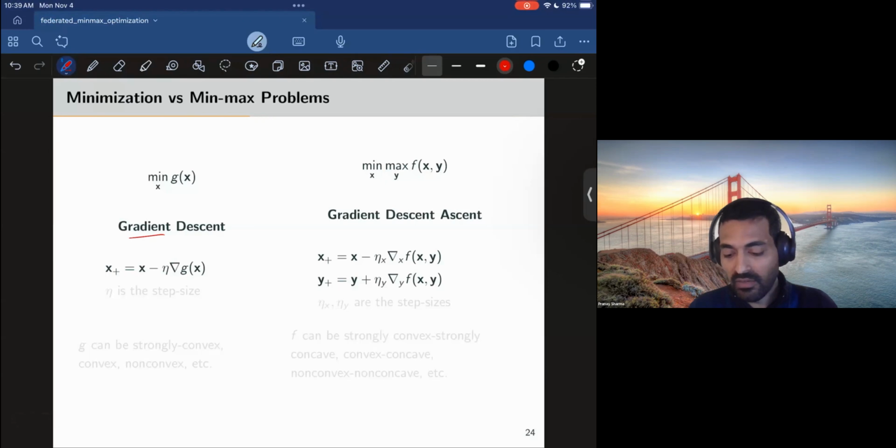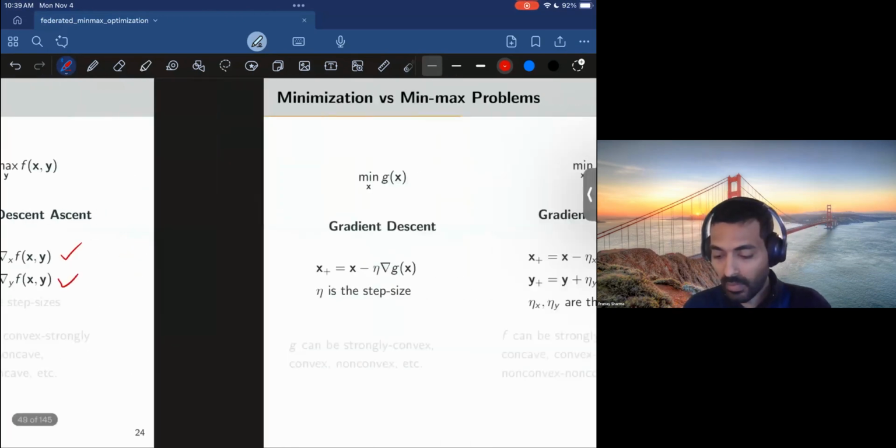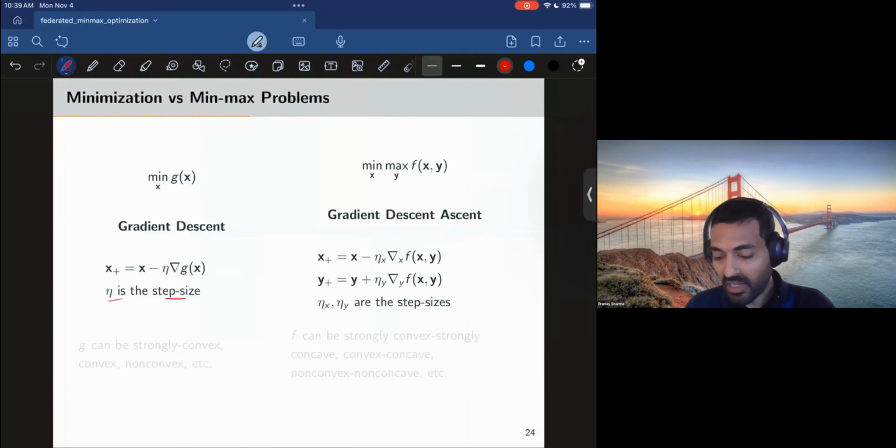In gradient descent, we take a step in the direction of the negative gradient. In gradient descent ascent, we take a descent step in the direction of the negative gradient with respect to x, and an ascent step in the direction of the gradient. We have the corresponding step sizes, eta x and eta y here.